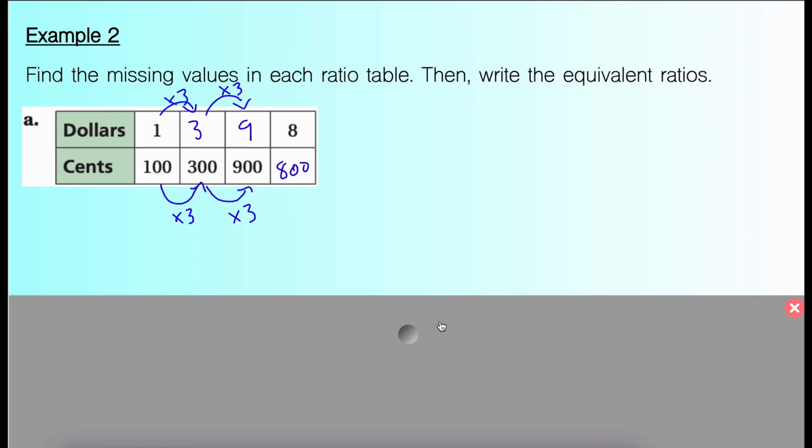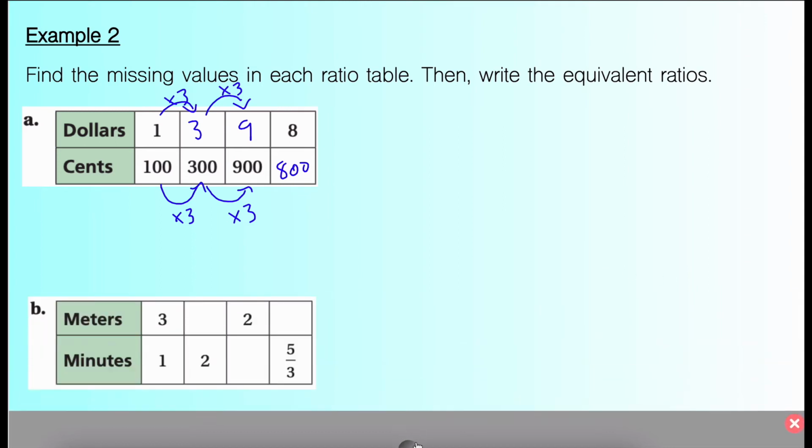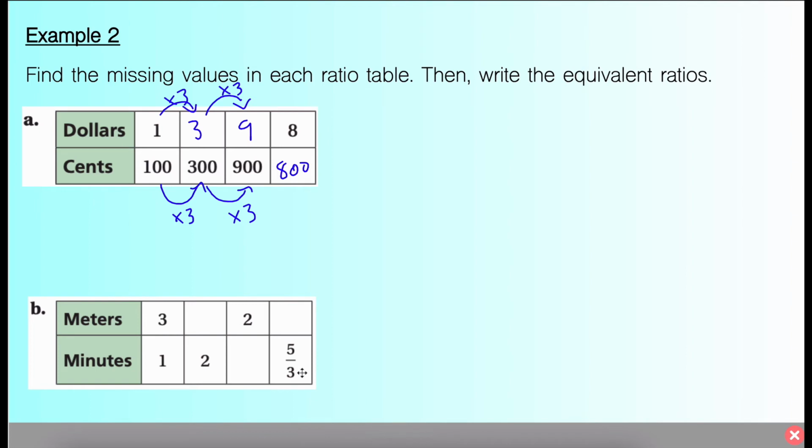Now the second example that I have for you is a little bit trickier because you can see there's a fraction in this table. So I've got for every 1 minute I travel 3 meters. The first missing box is not too bad. 1 to 2 is times 2, 3 times 2 would be 6. So 1 to 3, 2 to 6, those are equivalent ratios.